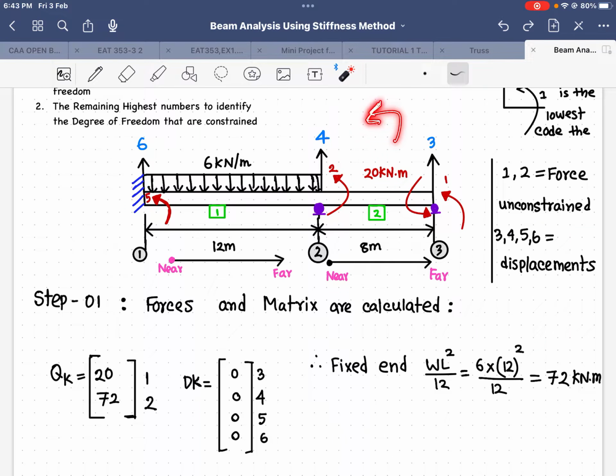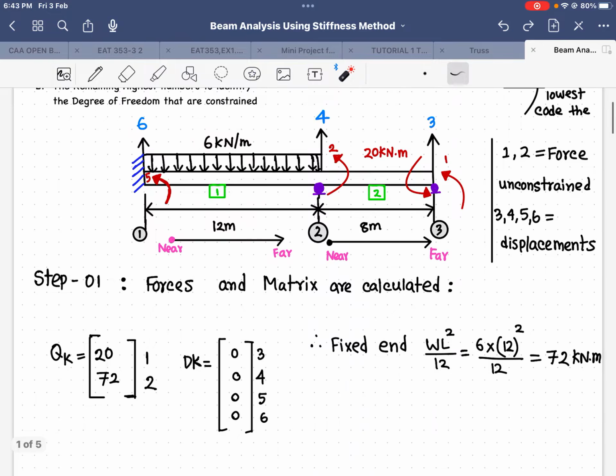And the second one, the 2 will be on this side, so I have to find the fixed end moment, WL squared divided by 12. In this case we have 6 kilonewton per meter, so this is the W. Then we have the L, the length is 12, so I square it. This is basically the formula, divided by 12. If we do the calculation, we will get 72 kilonewton meter.